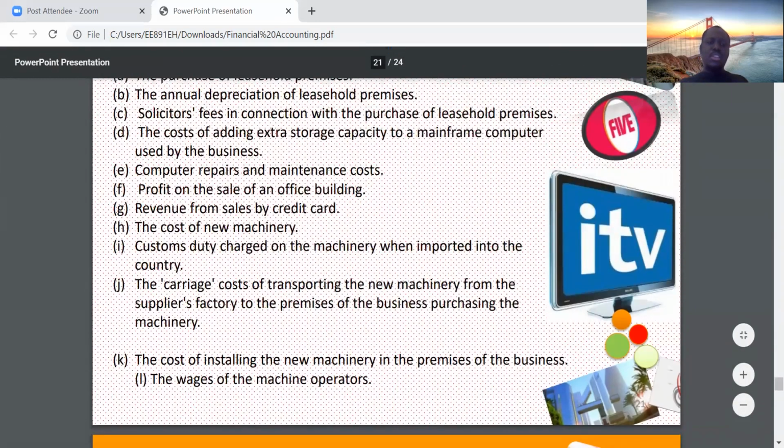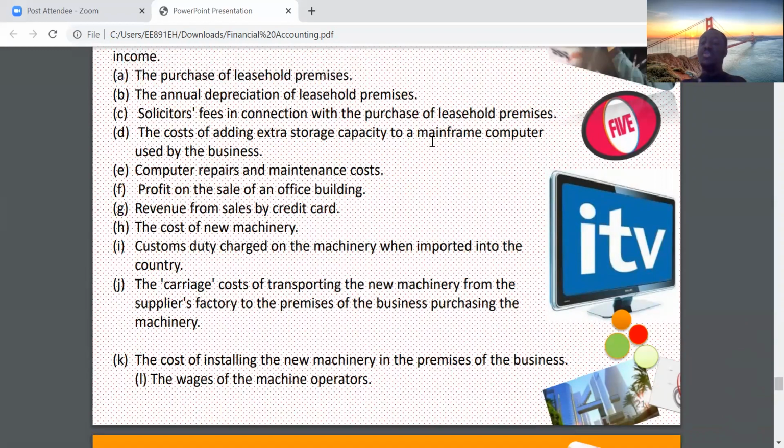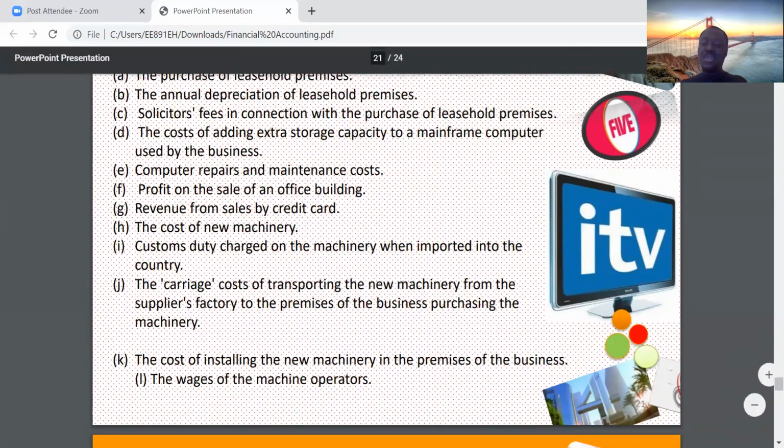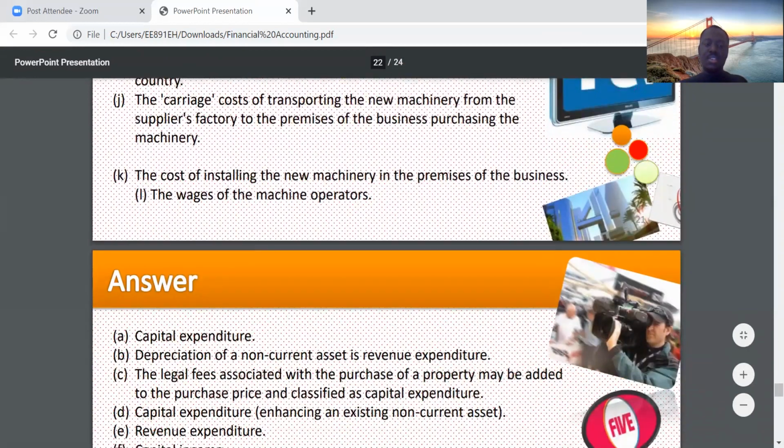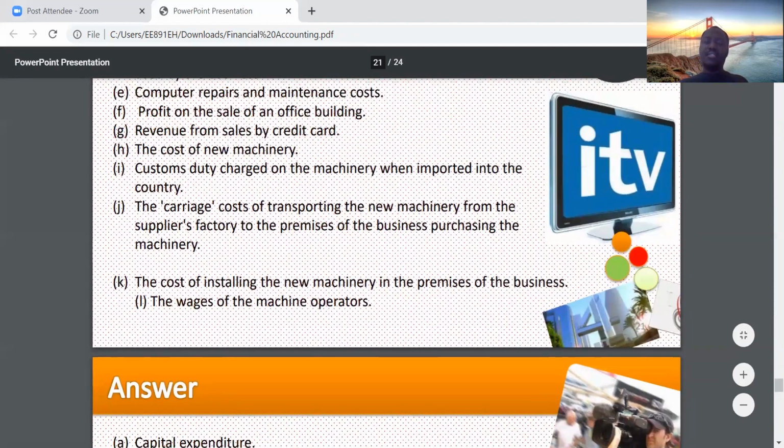Then you move on to D, the cost of adding extra storage capacity to a mainframe computer. What are you doing here? You are improving a non-current asset. So it will be a capital expenditure. If you come here, you should see capital expenditure. You are enhancing an existing non-current asset.